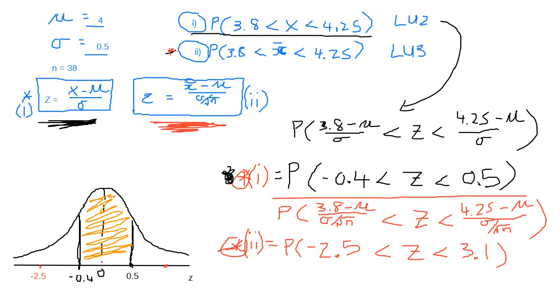So here, 3.1. Now the second question is asking for this area, the area between these two values. And you can see this is the red area. Can you see that, between the red area and the orange area, which one is bigger?